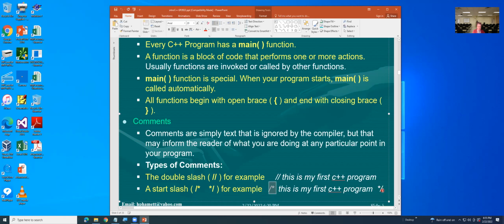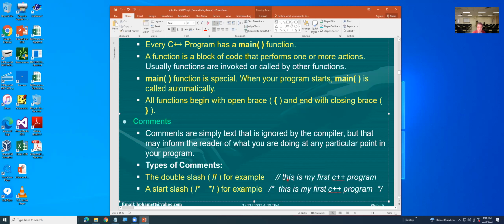Compare the first command here and the second command. What is the difference? The first one is a single comment line, and the second one is a paragraph. Okay, very good.